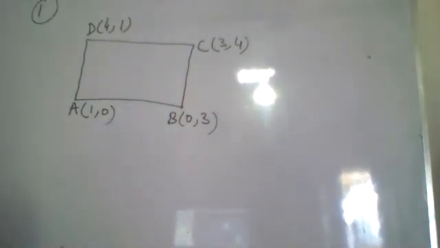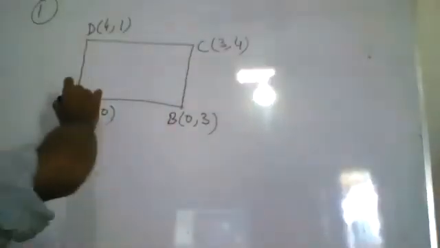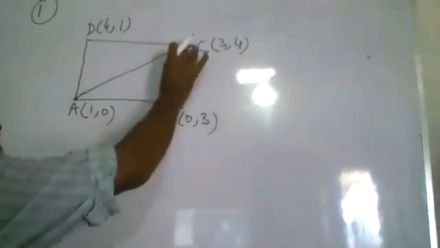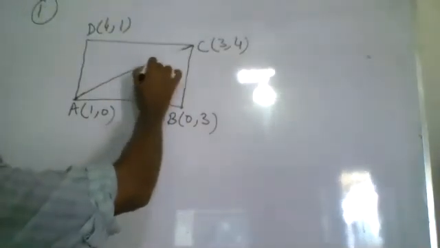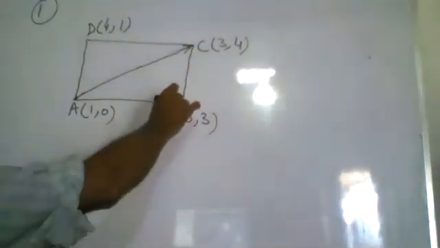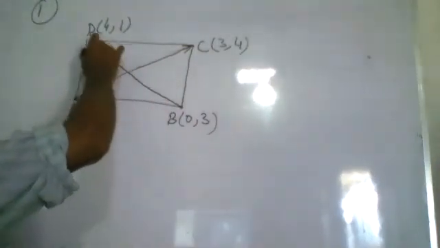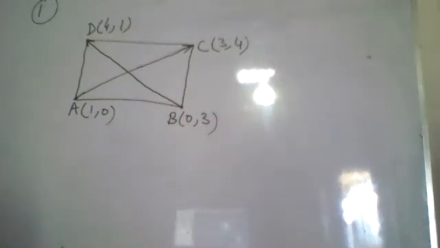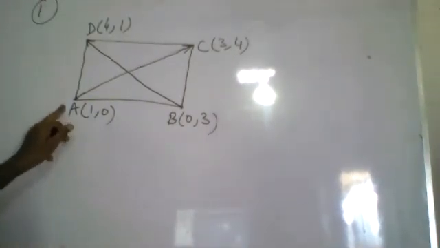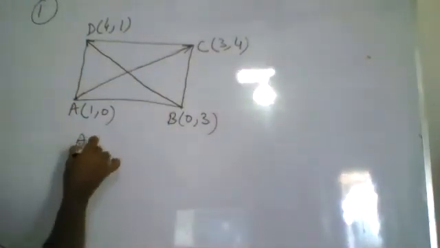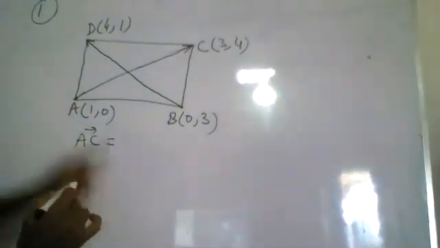Then you find the diagonals in vector form. This is one diagonal. Diagonals are the lines which are joining the opposite vertices. Vector AC. In the same way, you will find vector BD. Vector AC and vector BD. You calculate the vector AC. This is the diagonal. We have to find the angle in between these two diagonals.